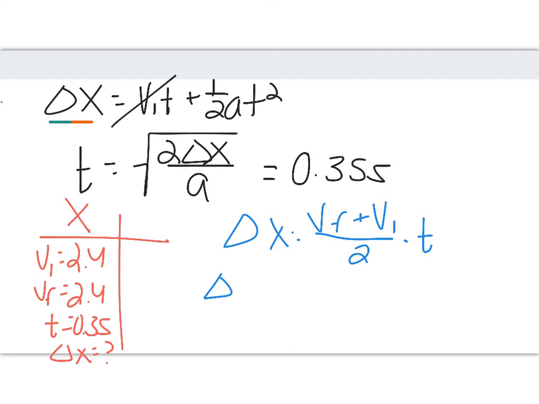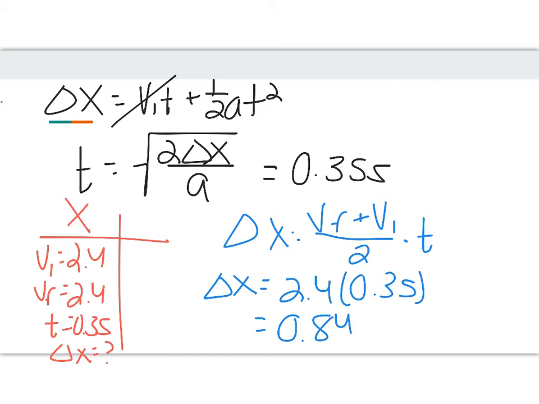All right, so I'm solving for delta x, so I can plug in my numbers from here. When I reduce, it will look like this. So for my final answer, I should get 0.84 meters. Let's move on to a projectile at an angle.